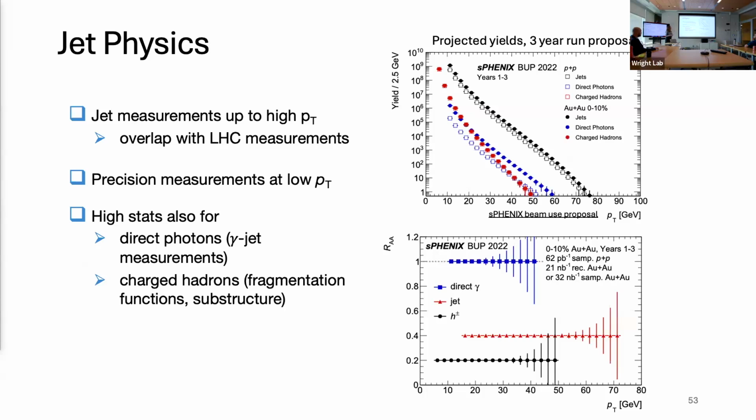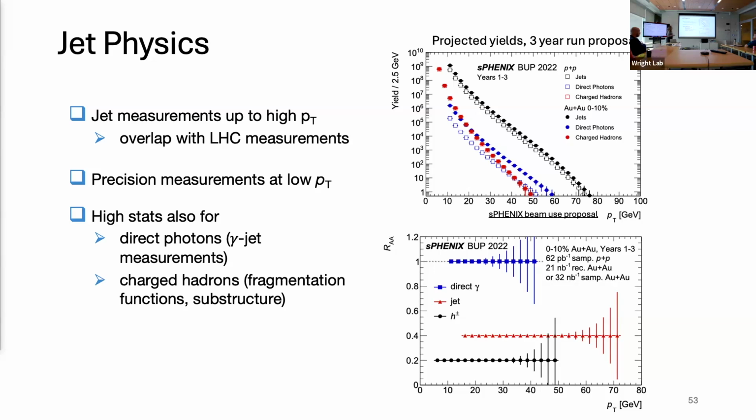In terms of jet physics, this is a projection based on the nominal plan. Some of these numbers may have changed a little bit. In fact, the calorimeter data that we took is higher in pb than what we have in these projections. But we expect to be able to measure jets out to fairly high pT, somewhere around 70 GeV. And that gives us a good overlap with measurements that are done at the LHC.